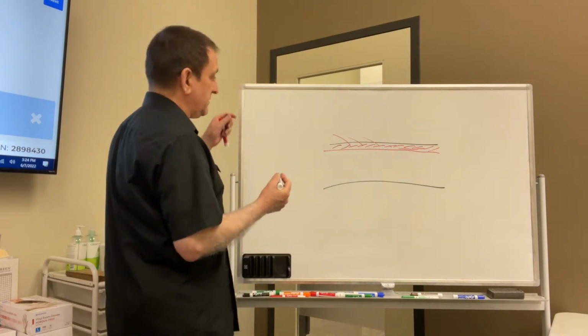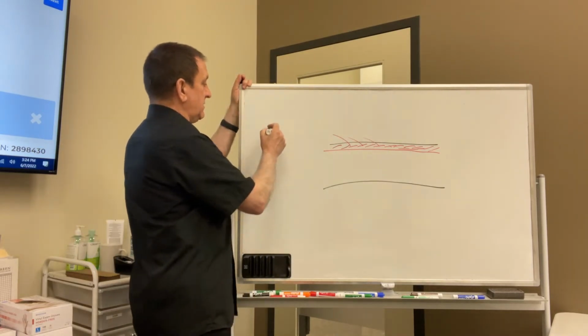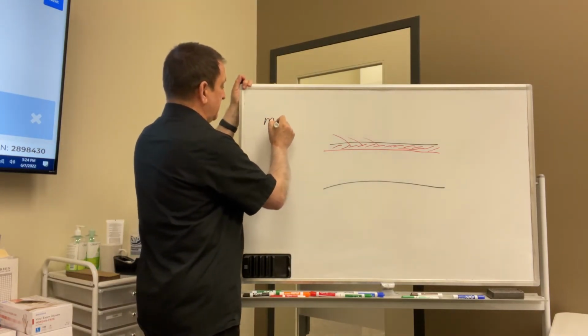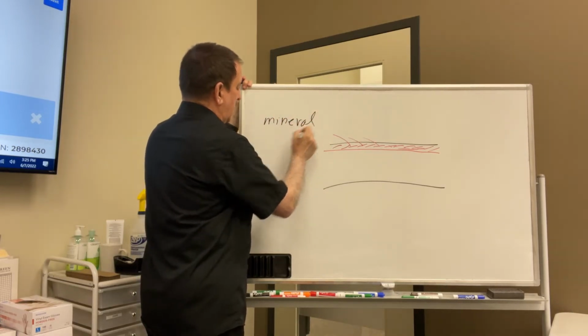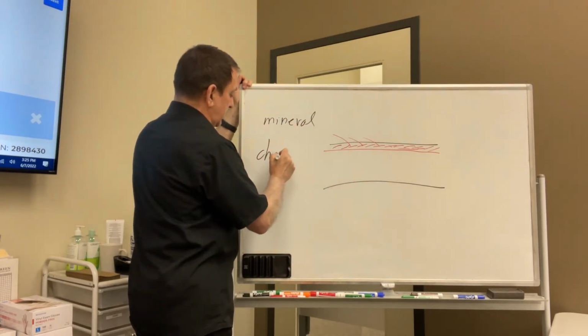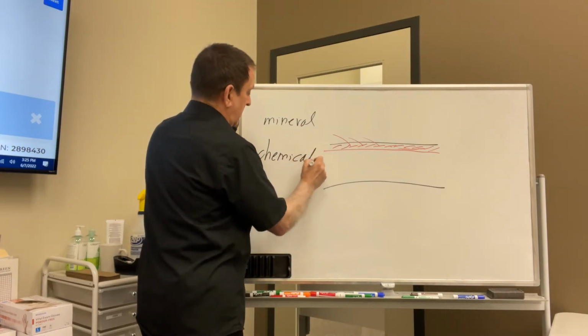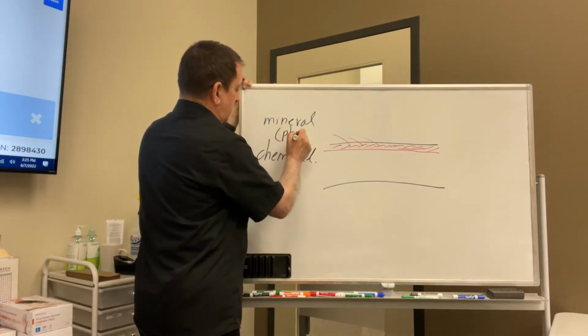We have two types of sunscreen, ladies. One is called mineral, and the other one is chemical sunscreen. Mineral is also called physical sunscreen.